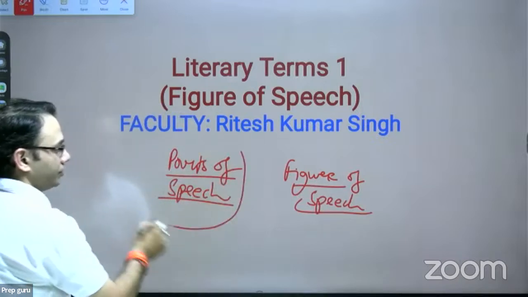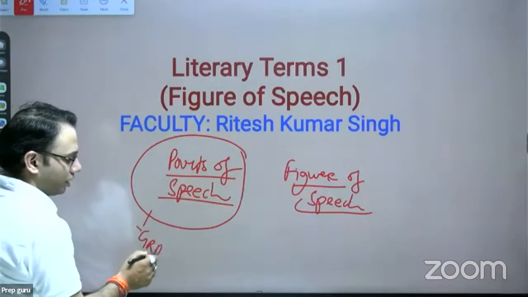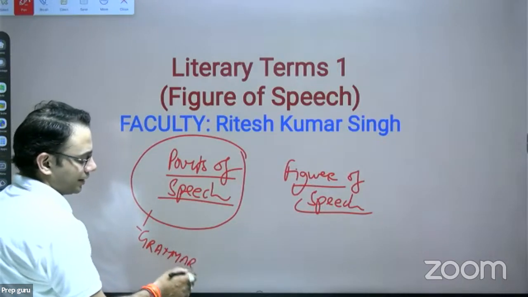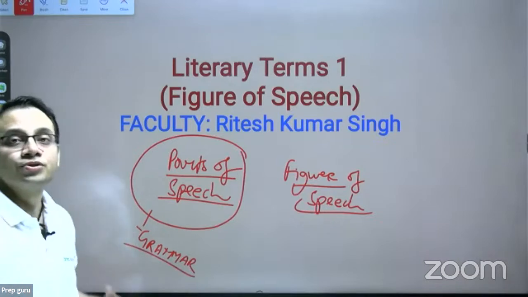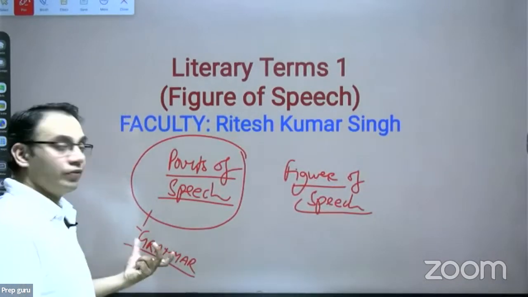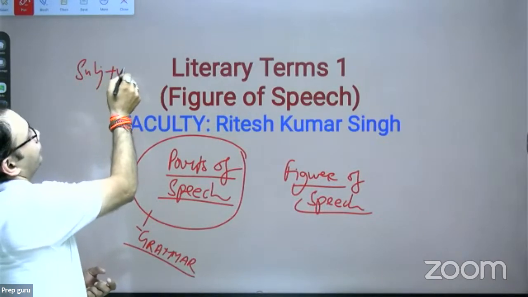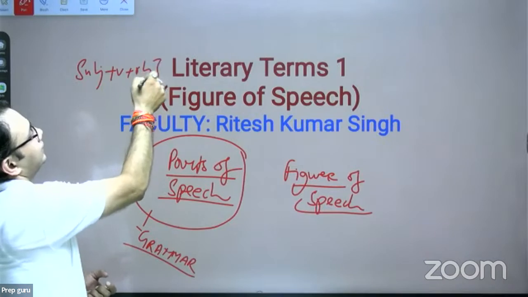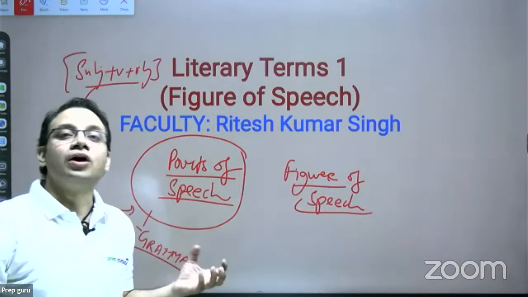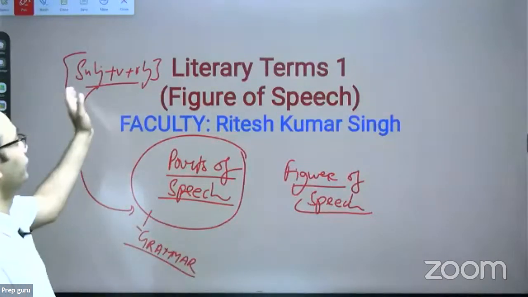Now, parts of speech deals in which kind of thing? It deals in your grammar portion, and grammar portion tells you how to write the sentence correctly in terms of sentence structure. Suppose if I talk about the structure of the sentence, so there should be a subject, or verb or object. These structures tell you how to write the sentence in the correct form.